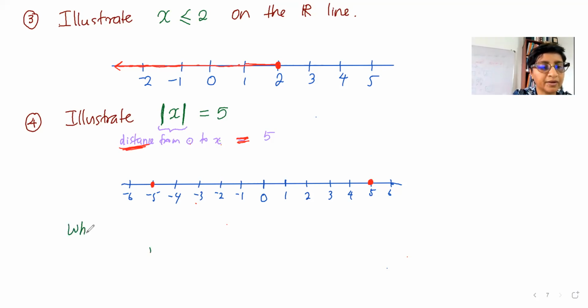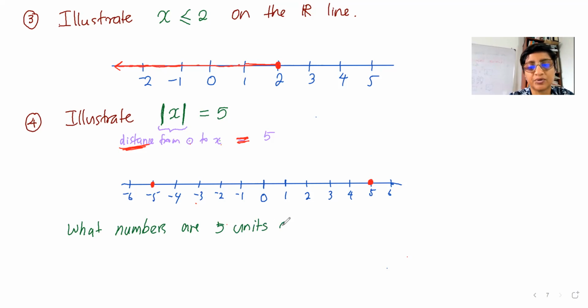Can you do another question? Same thing. I mean, no point giving another. I can just change this 5 to a different number, 2 or 3 or something like that. Same thing. So let me explain this. What I'm asking is, what numbers are 5 units away from 0?